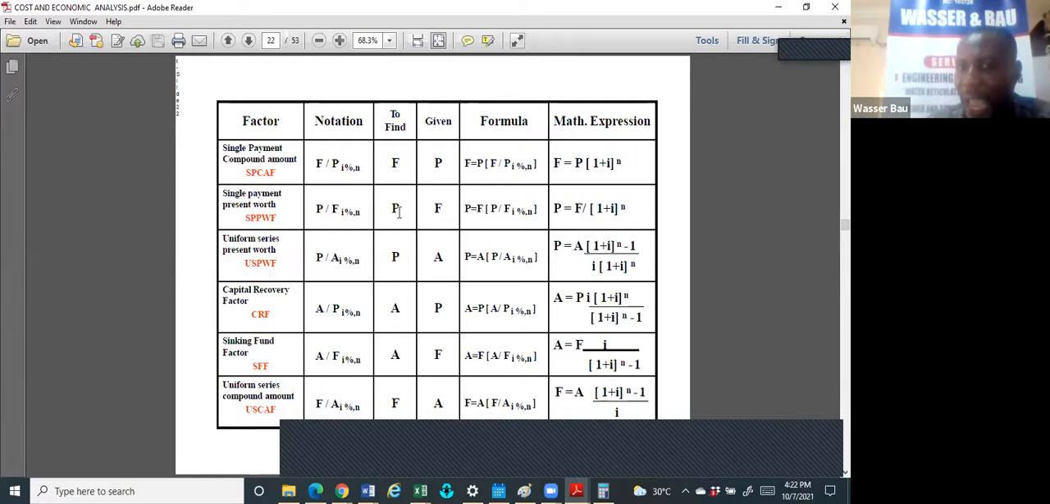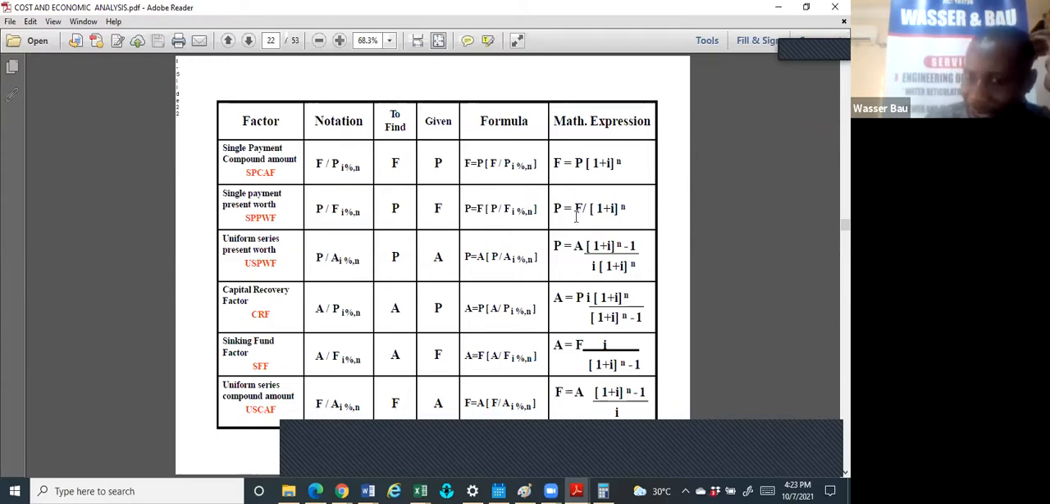This one, I want to find P, and I'm given F. This is what you do. This is what the formula is. This is what the mathematical expression is. So these are the mathematical expressions, which I asked you don't even bother to memorize them, but take note of this, because with this, you are good to go with the interest table.